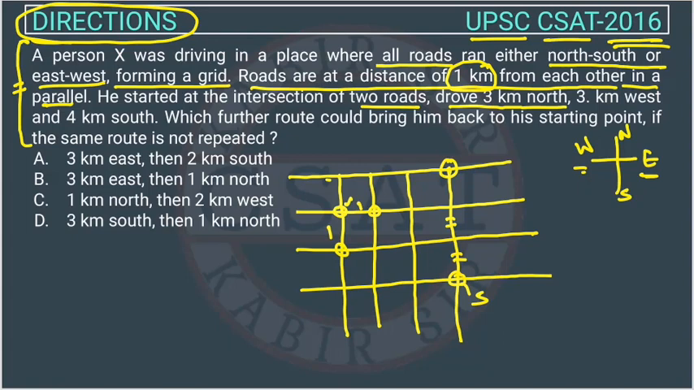Now 3 km west. Now from here he is going 3 km west. So this is 1, 2, 3. So he is reaching here. Then he is going 4 km south, right? So he reached here. So now 4 km south.